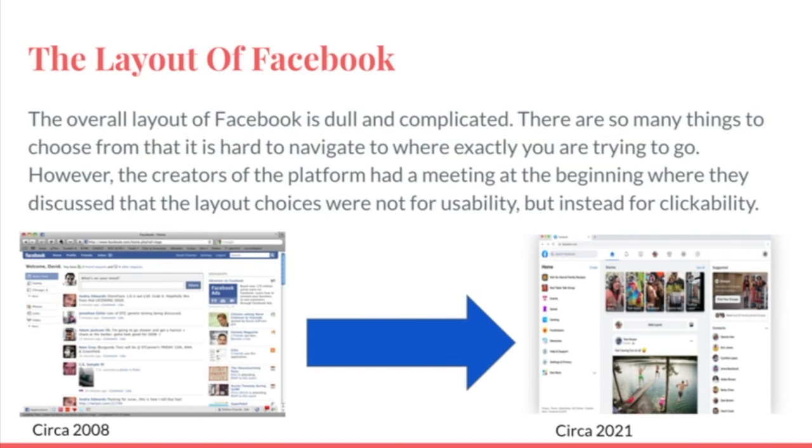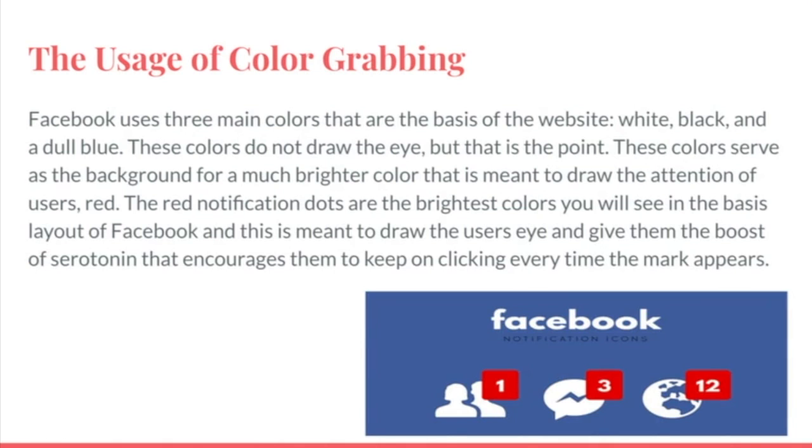The creators of Facebook were very intentional with the colors used on the platform. In order to grab the user's attention, Facebook used three main colors that are used consistently throughout the platform: white, black, and a dull shade of blue. These colors are not intended to draw the attention of the user, but instead to serve as the background for a much brighter color, red. The red notification button appears where Facebook wants the reader to click to stay engaged with the program. The red button has been proven to boost the serotonin levels of the user and give them a feeling of excitement, training their brains to crave this feeling. This keeps the user coming back consistently.